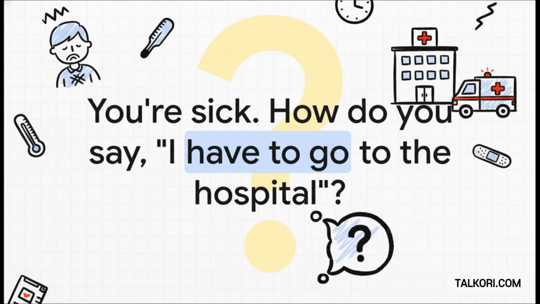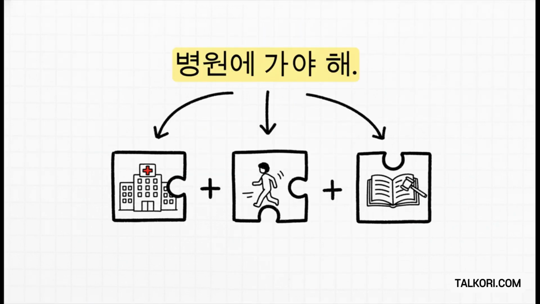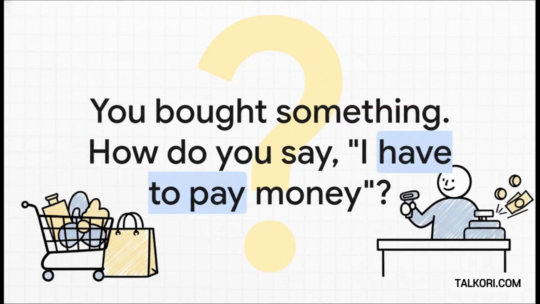And just so you know, the word for hospital is 병원. Give it a shot. Think about how you'd put it together. Did you get it? The answer is 병원에 가야 해. You've got your location, 병원에, and then your verb, 가다, gets combined with our 해야 해 pattern. Simple as that. Nice work. Okay, let's try another one.